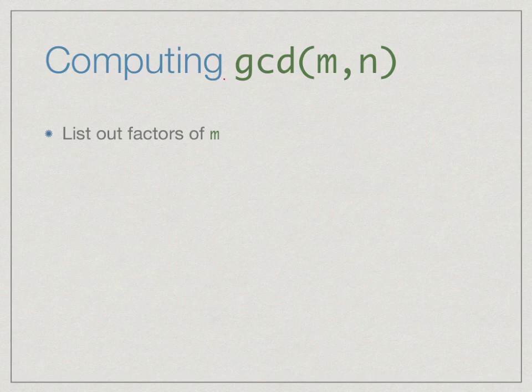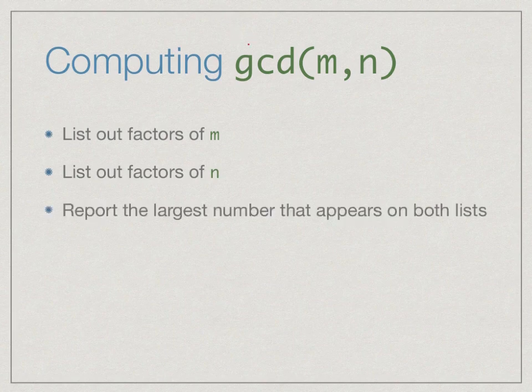But if we just look at the definition of GCD, it says, look at all the factors of m, look at all the factors of n, and find the largest one which is a factor of both. So the naive way to do this would be to first list out all the factors of the first number m, then list out all the factors of the second number n, and then among these two lists, report the largest number that appears in both lists. This is almost literally the definition of GCD.